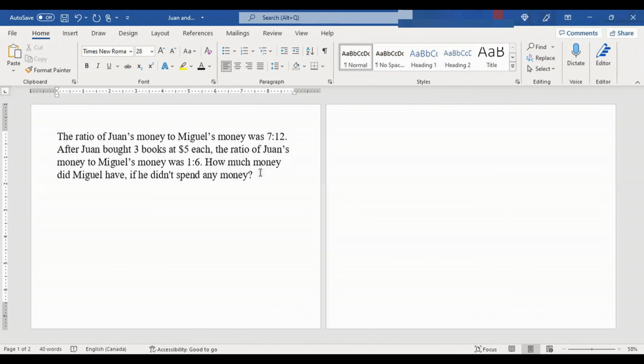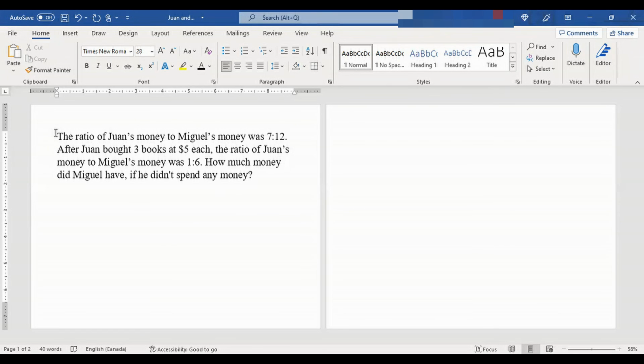Okay, so this problem says the ratio of Juan's money to Miguel's money was 7 to 12. After Juan bought 3 books at $5 each, the ratio of Juan's money to Miguel's money was 1 to 6. How much money did Miguel have if he didn't spend any money?